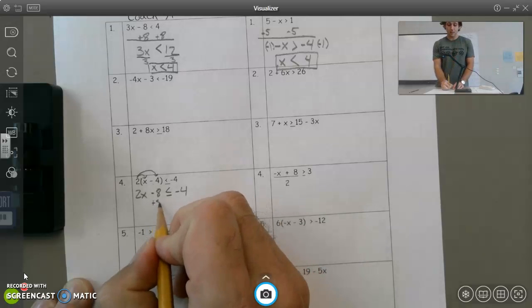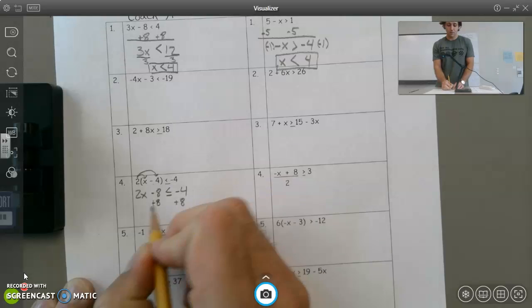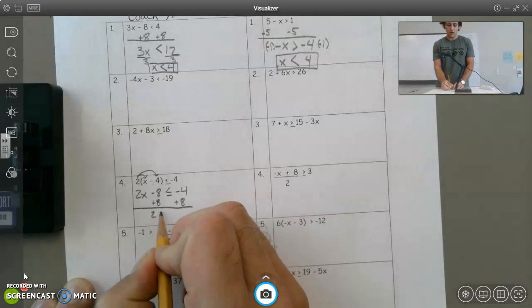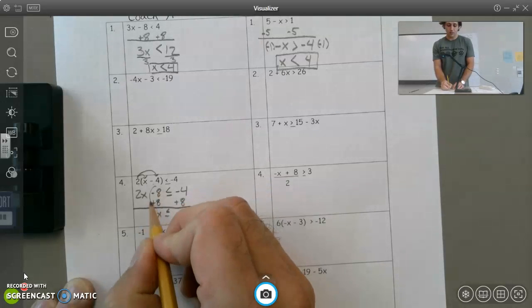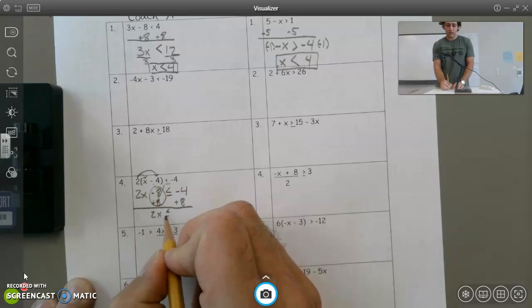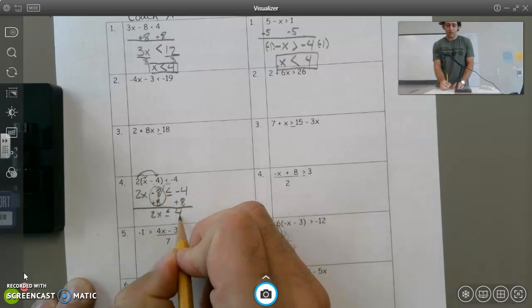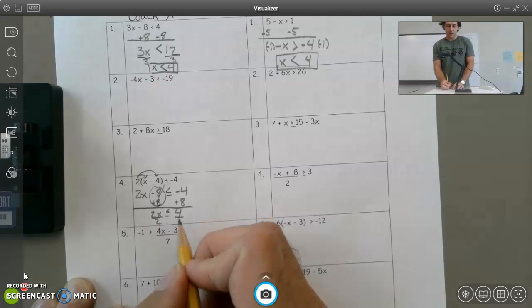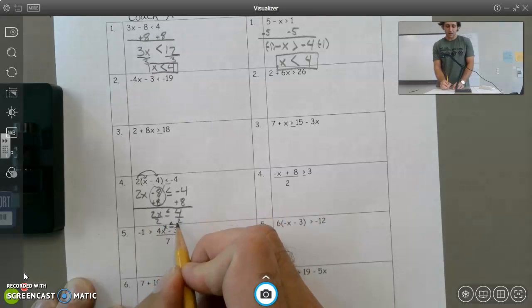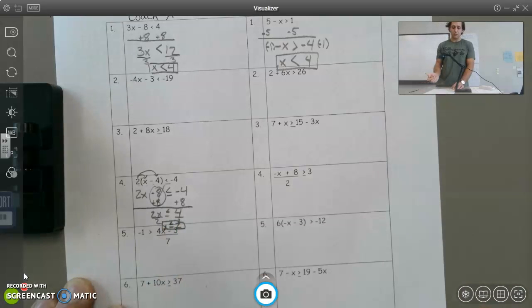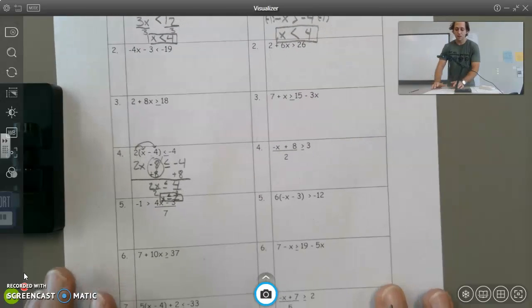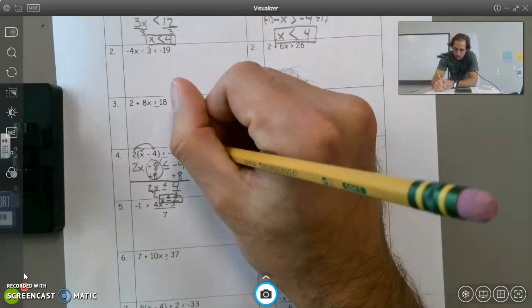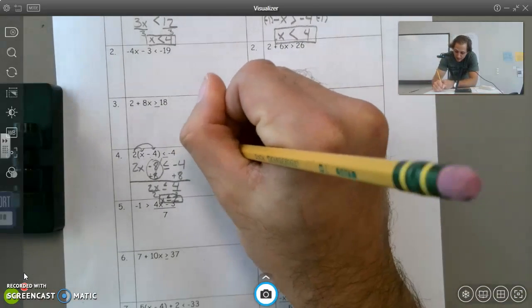Now, I need this to be a constant of 0. 2x is less than or equal to positive 4. Divide by 2, and x is less than or equal to 2. Sorry, I'm running out of space there. x is less than or equal to 2. Now, there is another way that we can do this. I'm going to write this problem over here again.